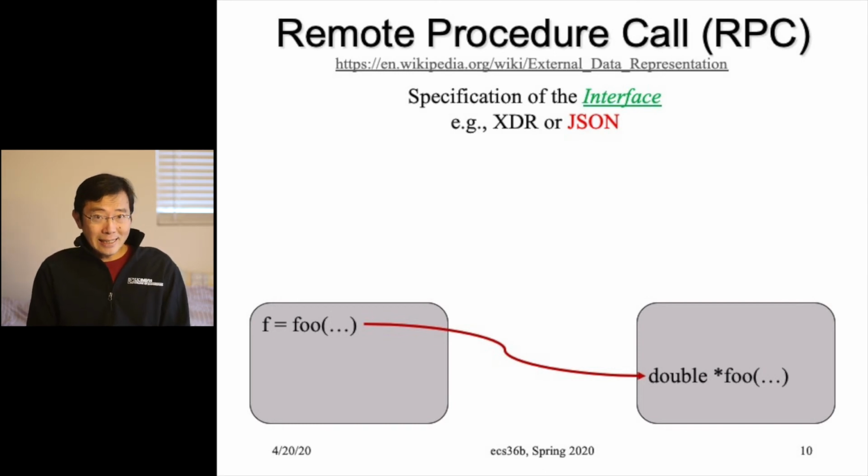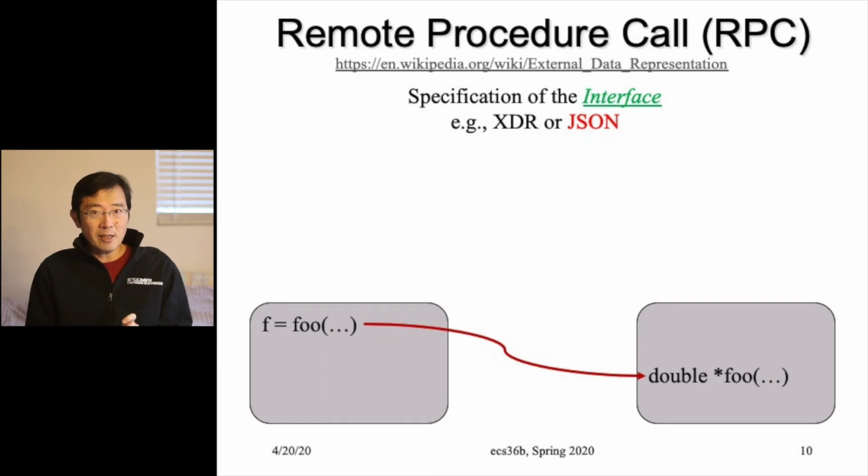In the modern day, a lot of real systems are still using XDR, but there is an alternative to XDR right now. It's called JSON. That's why for homework assignment number 3, you're trying to install a package called JSON-RPC.